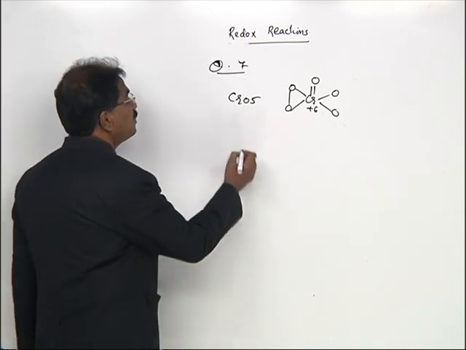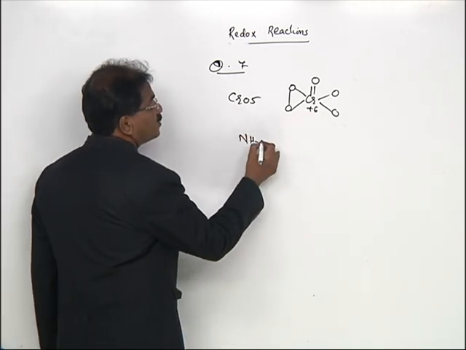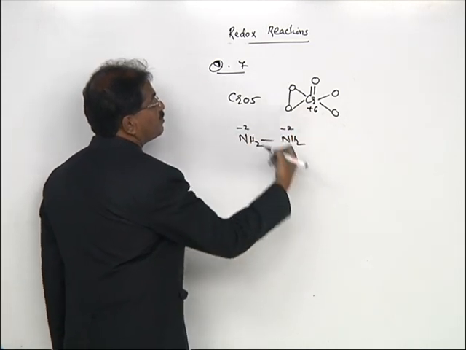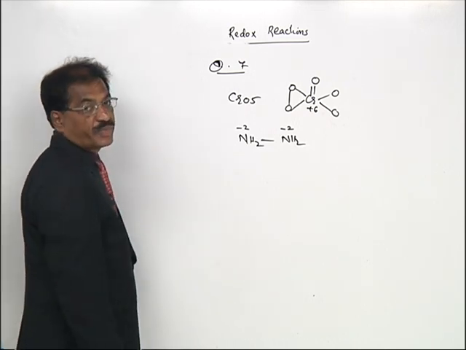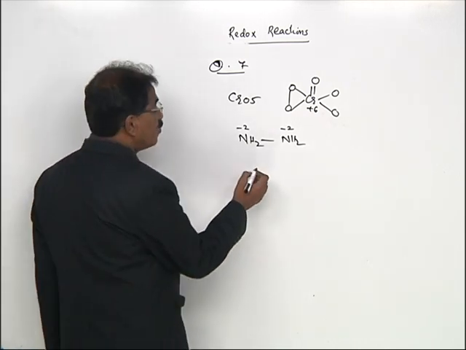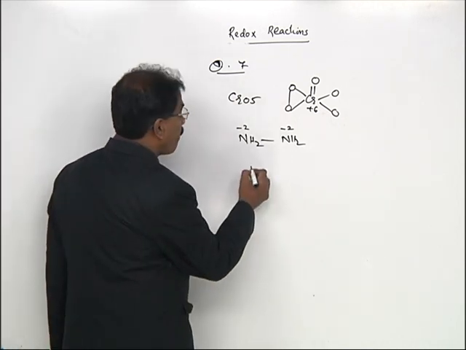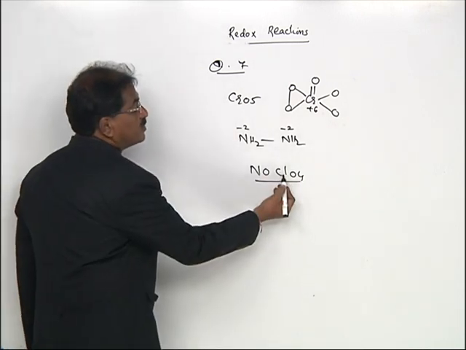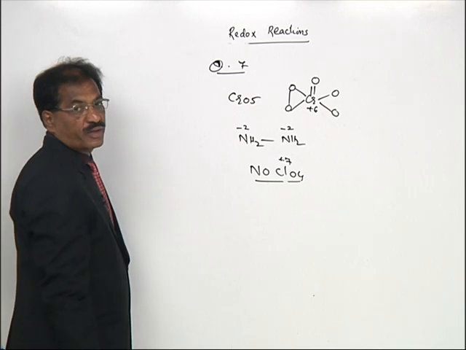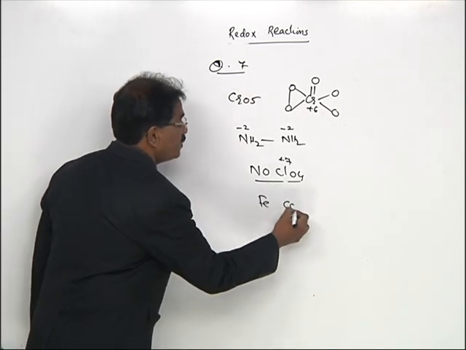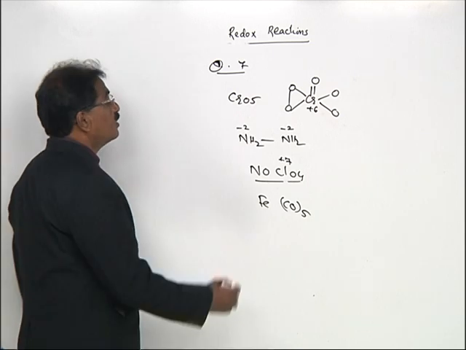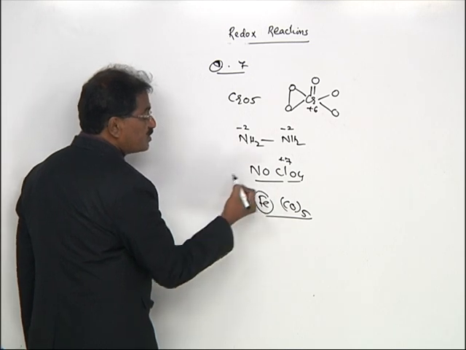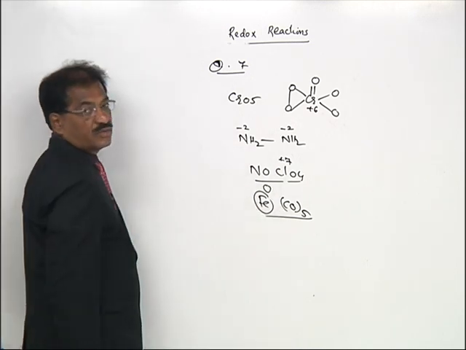In the second option, they have given N2H4, where each nitrogen exhibits the -2 oxidation state. Next, NOClO4. Here the Cl is in the +7 oxidation state. Next, the fourth option, Fe(CO)5. Here iron is a transition element, and its oxidation state is 0. Therefore, the answer is 4.